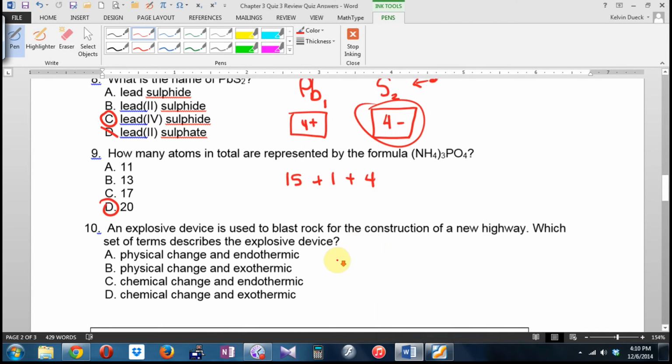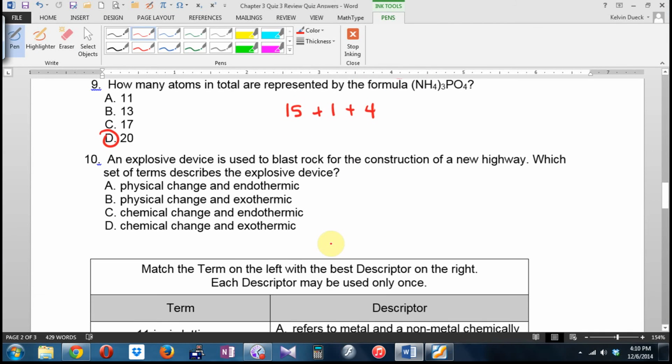An explosive device is used to blast rock for the construction of a new highway. Which set of terms describes the explosive device? Well, let's do the first half.